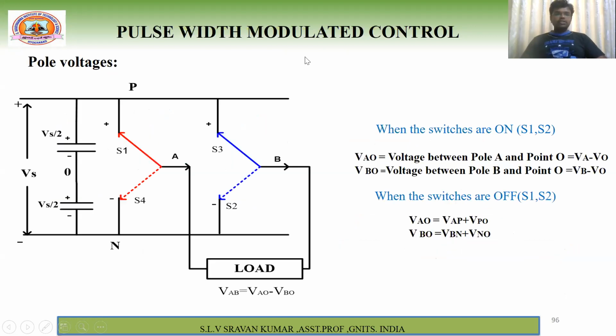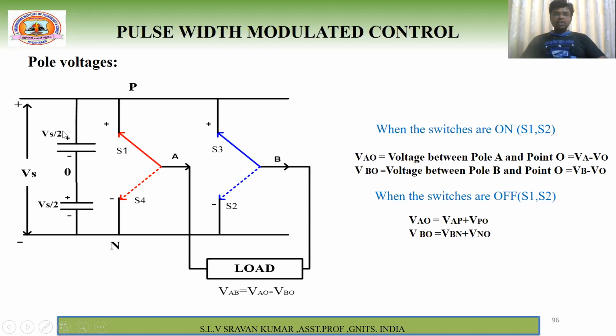Okay. Next concept, pole voltages. When you want to go for sinusoidal pulse width modulation, this pole voltage concept is required. Very simple. First of all, these are switches S1, S4, S3, S2. That is nothing but a simple bridge inverter. For a bridge inverter, how many switches? 4 switches are there. Here I will tell you what is happening when the switches are on and when the switches are off.